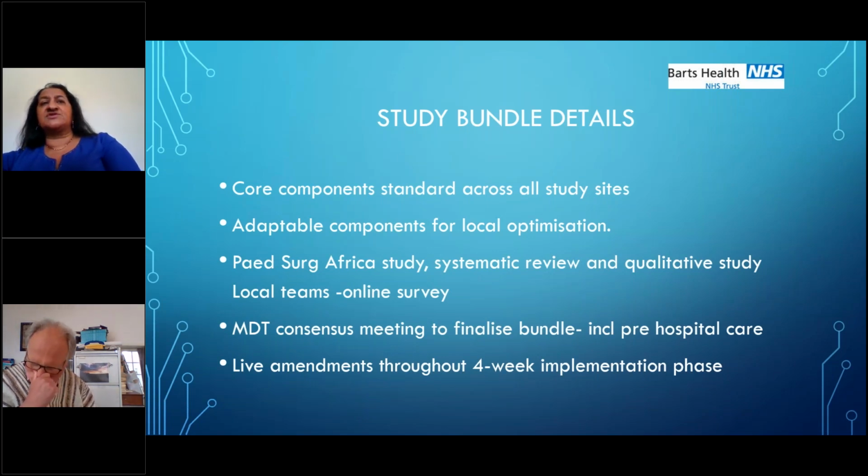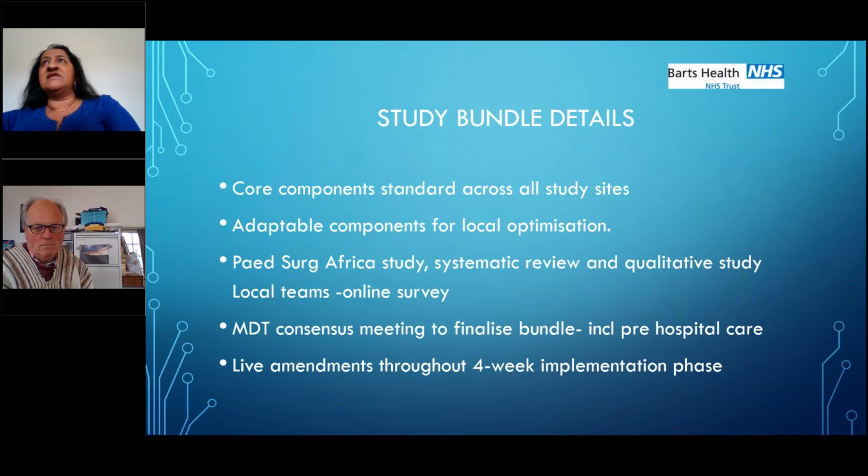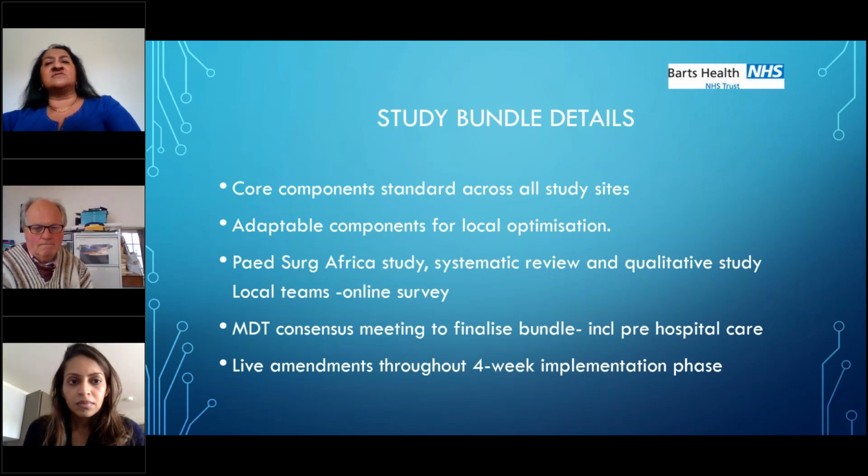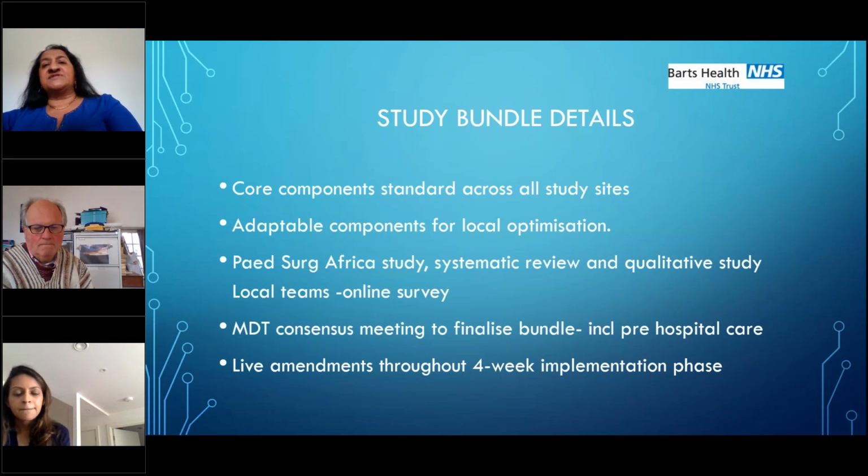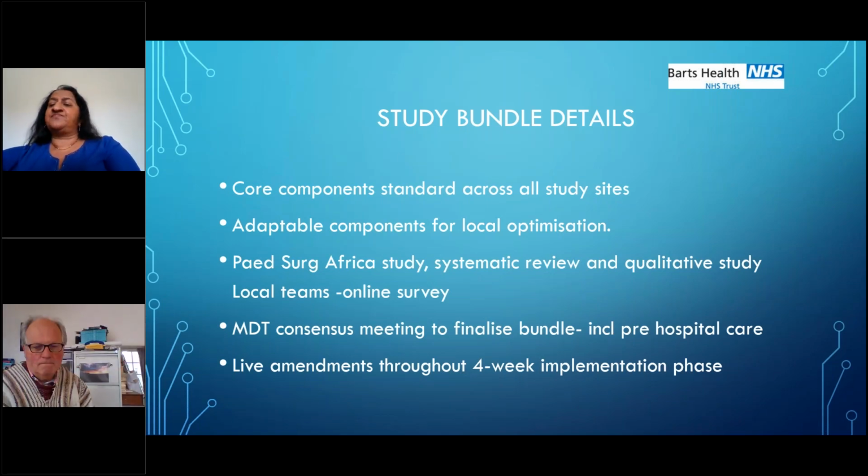The core components and the adaptable components were based on data from systematic reviews, qualitative data, and a previous pediatric surgical study involving online survey, which Naomi had undertaken. Now, when we arrive at the centre, we need to have the MDT consensus to actually finalise the details of the bundle. And this was done at the beginning of the 4-week implementation.